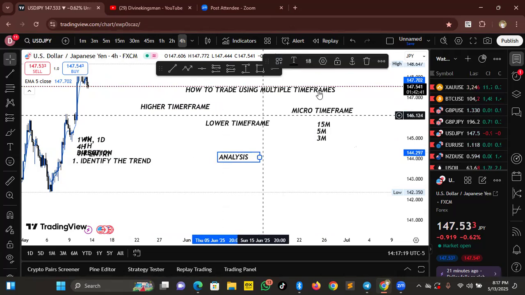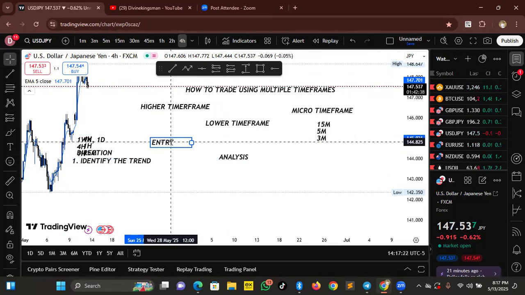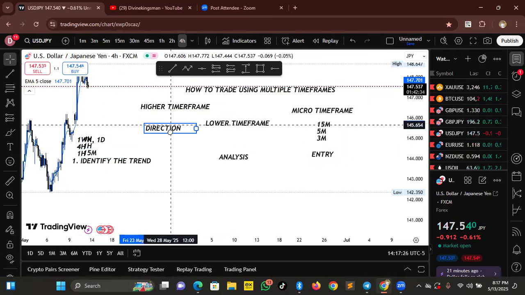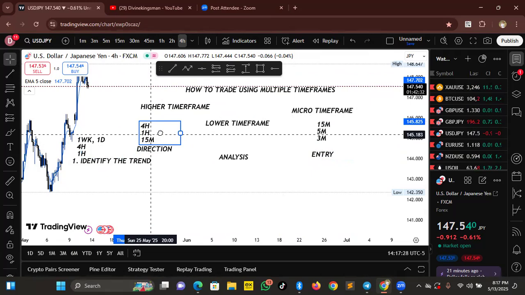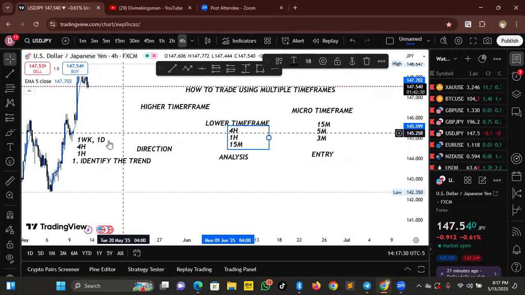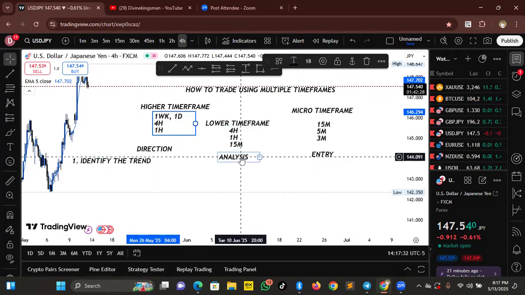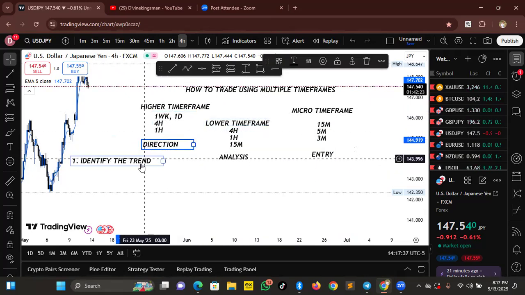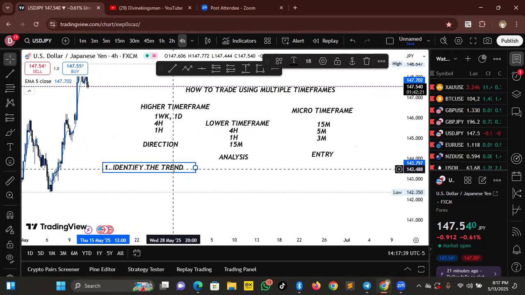For analysis, can we see this? This is for entry. This is for direction. This is what time frame. So you can see I also put the 4 hour here. As I say, it just depends. So the first thing to do under the higher time frame is to identify the trend.